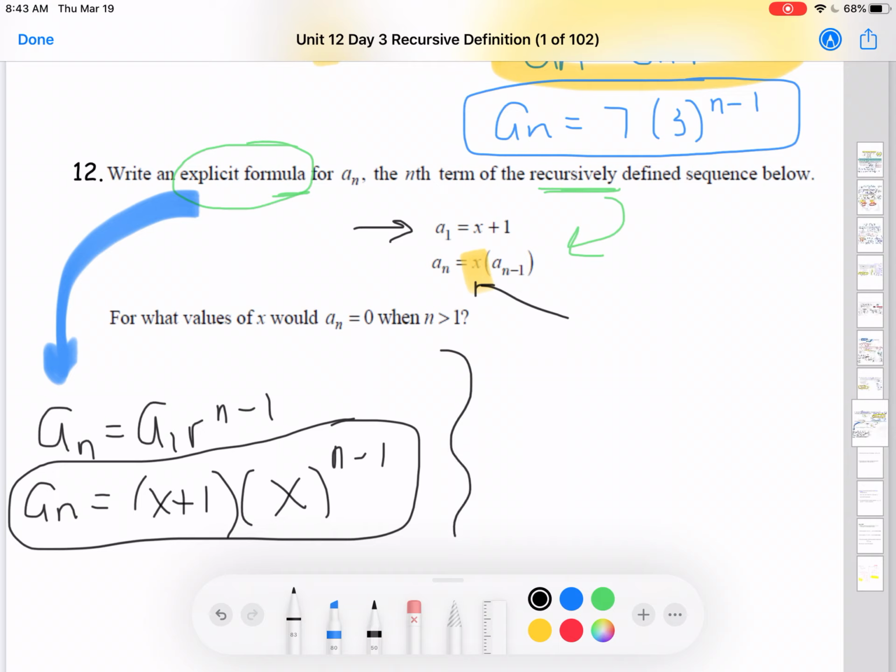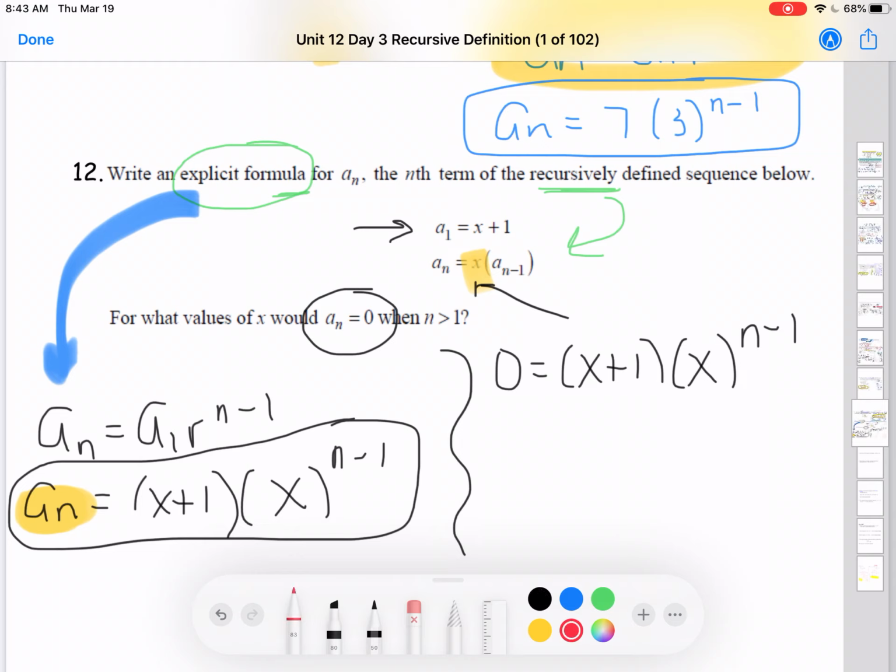All right, second part. For what values of x would a sub n be 0? So wouldn't I just plug in 0 for a sub n? So 0 equals (x + 1) times x to the n minus 1. So at this point, I'd be asking you, all right, what do you think we should do? And I think definitely some of you would be like, oh, set each one equal to 0.